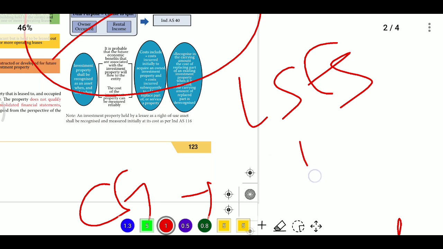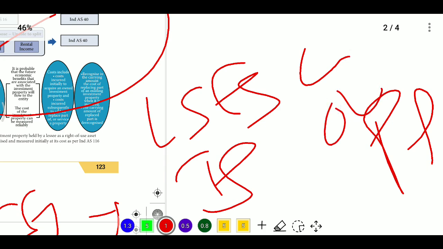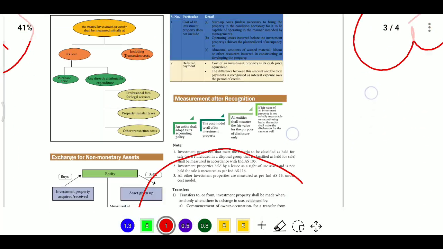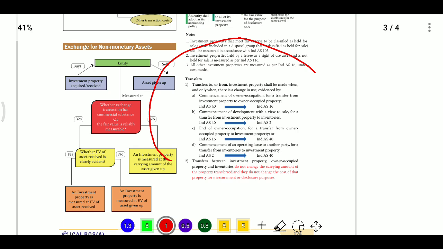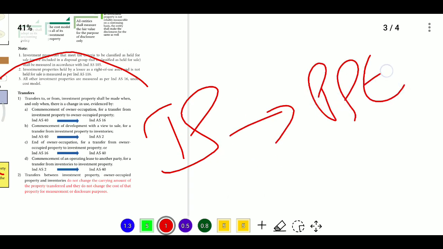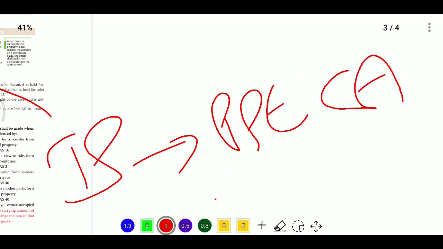In separate financial statements, it will become investment property. In consolidated, it will become owner occupied property. That is the main point, whatever the area. Whenever we are transferring from investment property to PPE, or from PPE (property, plant and equipment) to investment property, the transfer should be done at carrying amount. So investment property to PPE, the transfer will happen at whatever the carrying amount is.